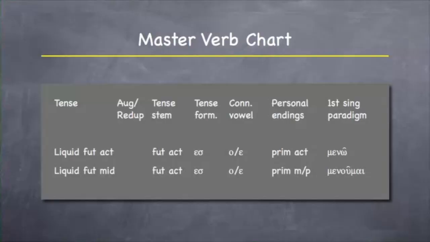And then, of course, there's the master verb chart. And in this chapter, we learned the liquid future active, which is formed with the future active tense stem, the tense formative epsilon sigma, connecting vowels, primary active personal endings, and so you get meno. And we learned the liquid future middle, which is formed from the future active tense stem, epsilon sigma tense formative, connecting vowels, but primary middle passive personal endings, and you end up with menoumai.